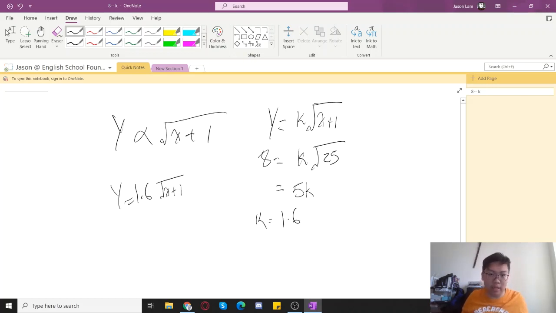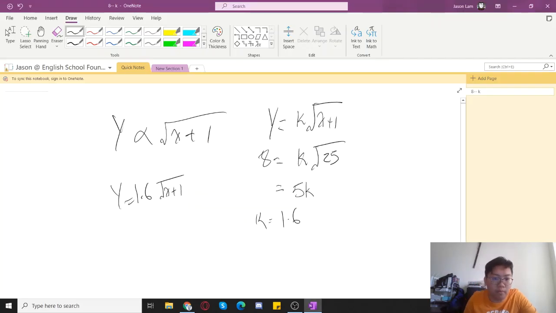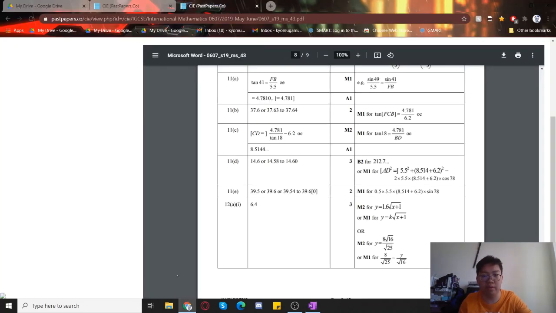Or you could write 16 over 10 or 8 over 5. You decide. I'm just using decimals because it's easier to write. So with x as 15, that's 1.6 times root 15 plus 1. And then finally you would just multiply them together and you should get 6.4, which is what they want. Great.